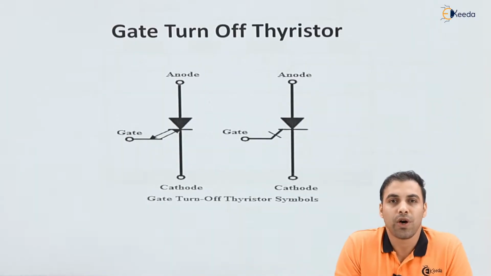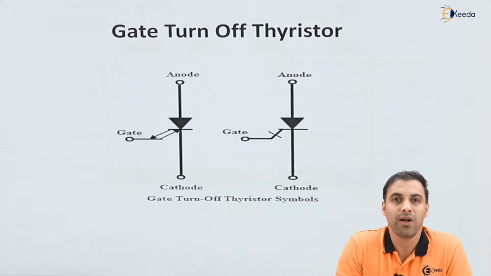Now friends, let's talk about GTO, which is called gate turn off thyristor. So friends, GTO is a power semiconductor device where if we apply a positive gate supply across the gate terminal, the thyristor or the GTO starts conducting. And if we apply a negative pulse or a negative supply to the gate terminal, the GTO stops conducting. That's why it is called gate turn off thyristor.